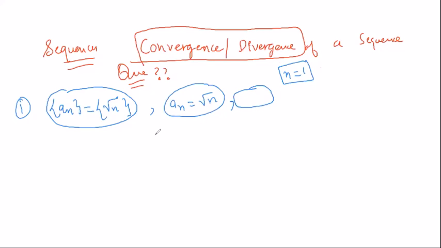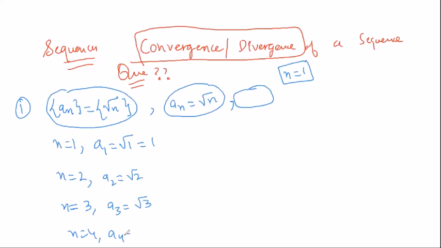Yeah. So let's just write the terms of this sequence. When you put n equals 1, a1 is square root of 1, which is 1. When you put n equals 2, a2 is square root of 2. Let's not write their decimal expansions because for now we don't need that. I'm just writing them by substituting. Square root 2, square root 3, n equals 4 will be square root 4, which is 2, and so on. This way you just keep on writing the terms.